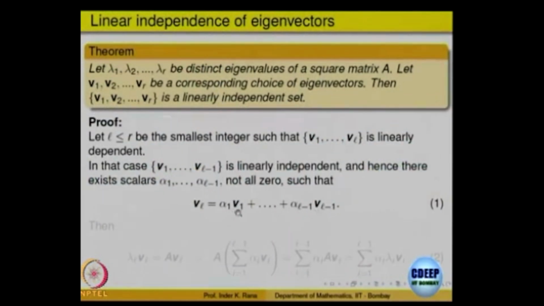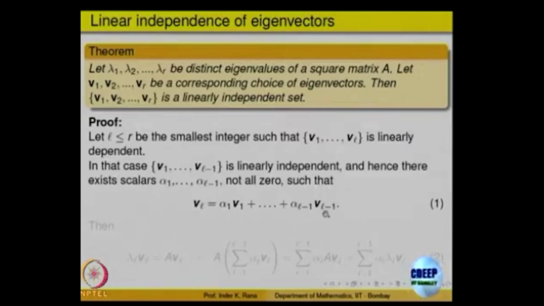where all of them cannot be 0, because if all of them are 0, then VL will be 0, and VL is an eigenvector. So an eigenvector cannot be 0. We have assumed VL is an eigenvector, so that cannot be 0. So at least one of the scalars alpha 1, alpha 2, ..., alpha L minus 1 is not equal to 0. Let us keep that.